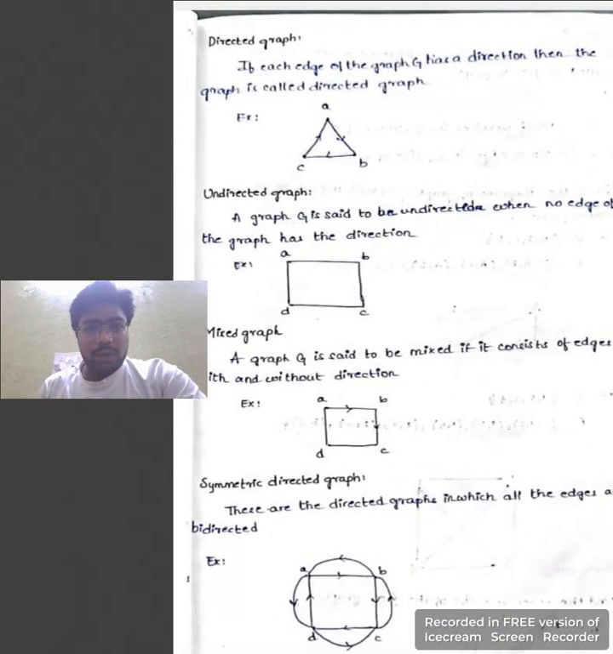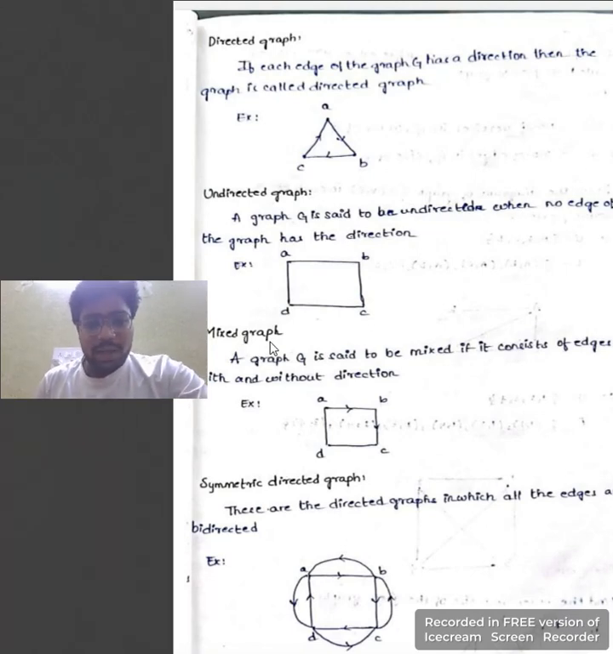When coming to graph definitions, a graph consists of a set of edges and vertices. When coming to the main definitions of the graph, first the directed graph. A directed graph means each edge must consist of a direction. This is the example. Every edge consists of some direction. When coming to an undirected graph, it does not have any directions. The definition is the same: a graph G is said to be undirected when no edges of the graph have a direction.